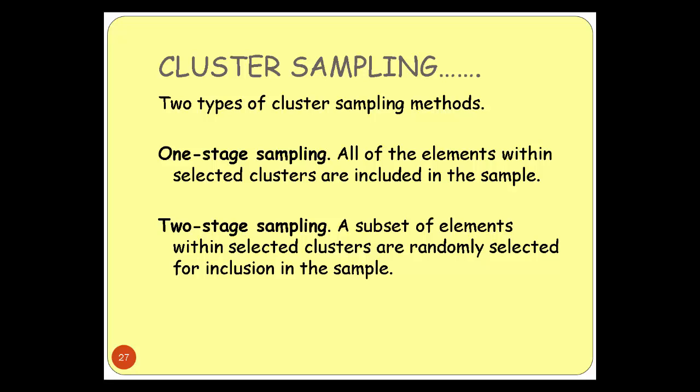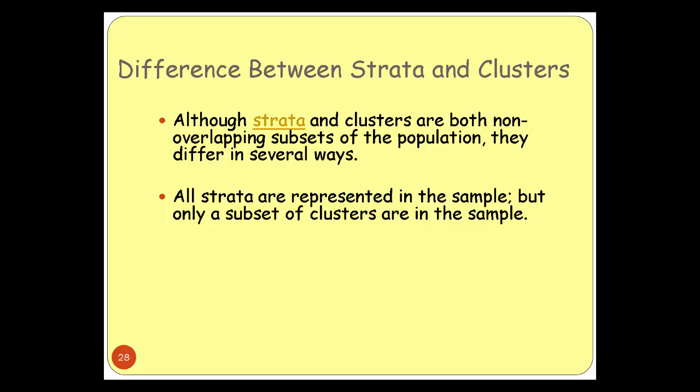In cluster sampling, there are two types of cluster sampling methods. One-stage sampling involves all of the elements within the selected clusters being included in the sample. The second one is two-stage sampling. A subset of elements within selected clusters is randomly selected for inclusion in that sample.